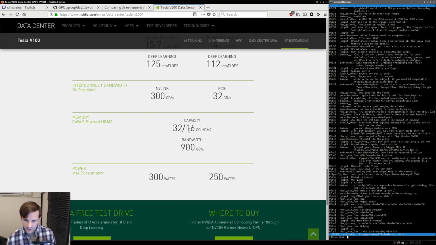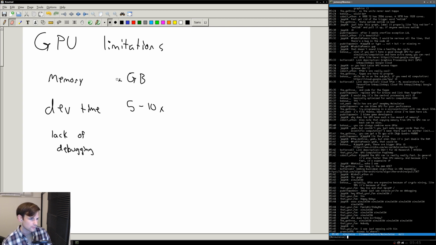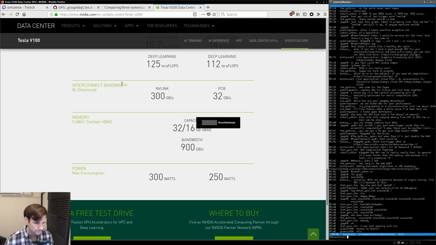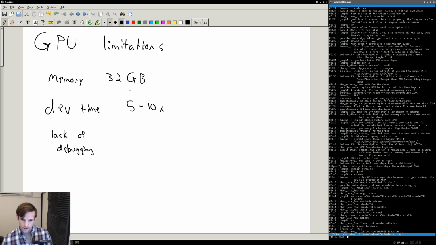Double the RAM. They're bigger GPUs. Yep, this is true. I say usually 12 gigabytes because that's the Titan X. I usually just assume I have 12 gigabytes, but you're right. This is incorrect. 36? I think that's the number we just looked at. Oh, 32. Shoot. So 32 gigabytes looks like the largest amount of memory available.